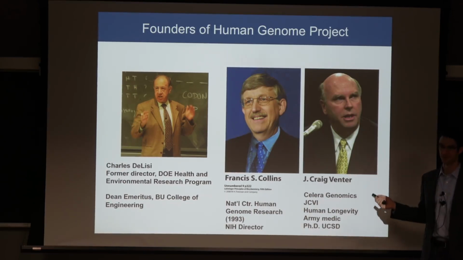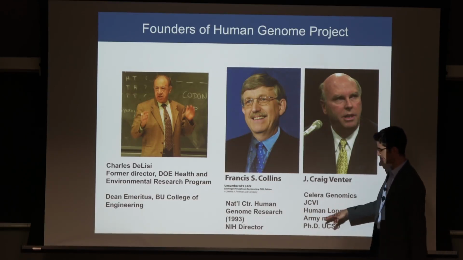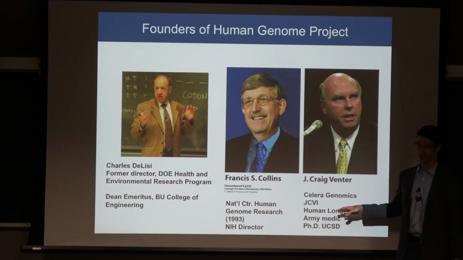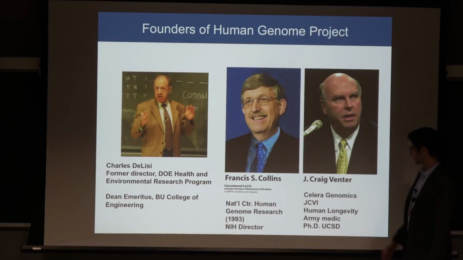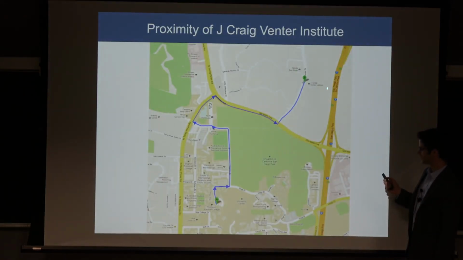So Craig Venter has the distinction of being the first person to have his DNA entirely sequenced. He's also now a co-founder of Human Longevity, which is a company that uses a genomics approach to eliminate age-related diseases. What are we going to do after that? I don't know. And he got his PhD at UCSD. And just to show you, this is the J. Craig Venter Institute. Where are we? Somewhere here. Close.